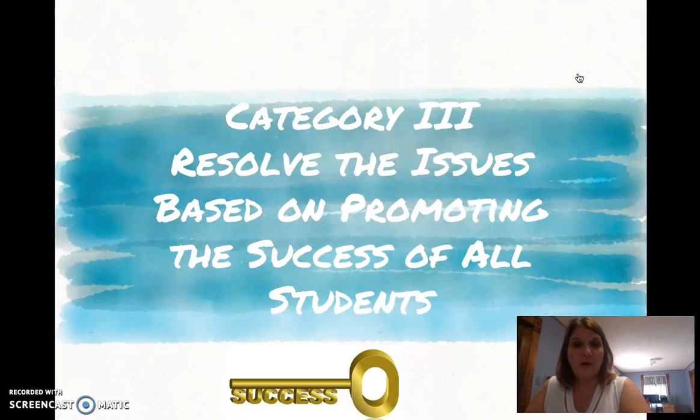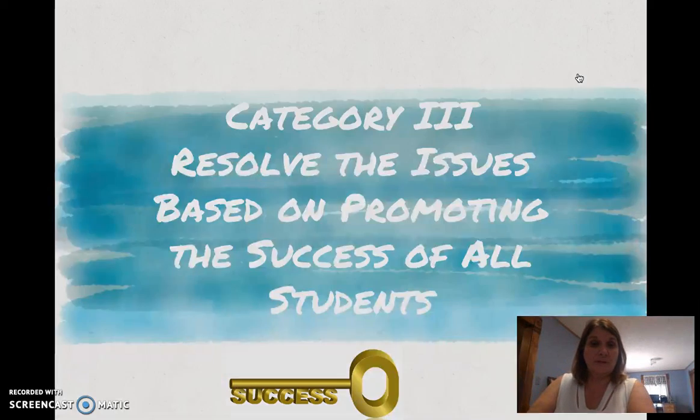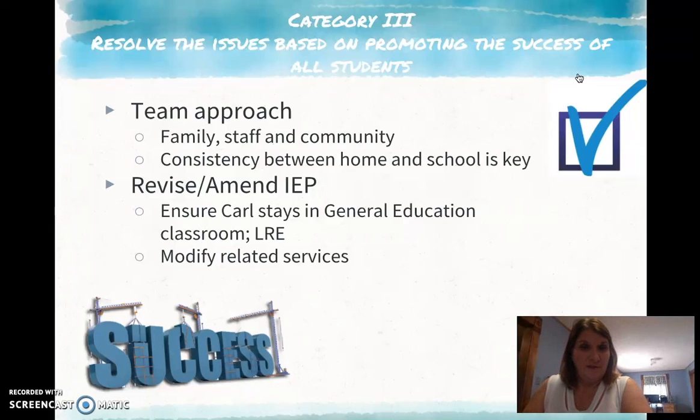Category 3, resolve the issues based on promoting the success of all students. The first thing that I would do to resolve the issues is to build this team approach, meet with the family, the staff, and the community members, the pertinent ones, to meet together, to reach a consensus, to figure out what we can do to help this situation. I think it's important in that team approach to get consistency between what's going on in the home and the school.